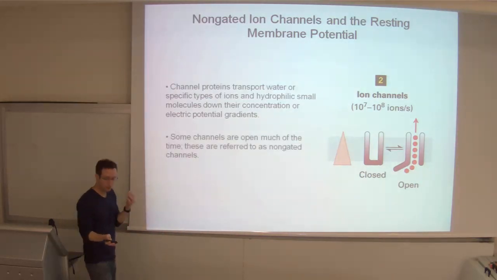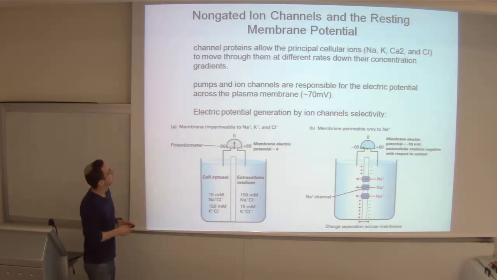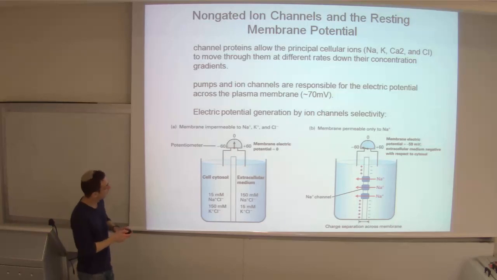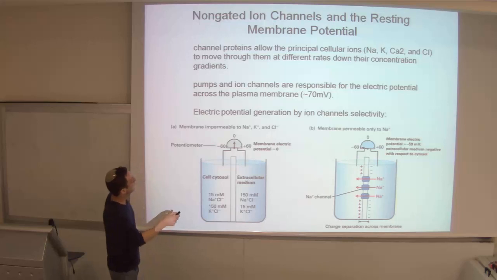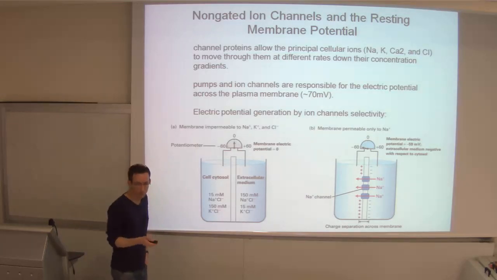Okay, it'll be more clear when we meet the gated channels and then see the difference. Each of these physiological ions has its own specific selective channel, and each one passes through it down its concentration gradient. Pumps and ions together are responsible for the electric potential across the plasma membrane, which is not only for neurons, but for lots of cells.